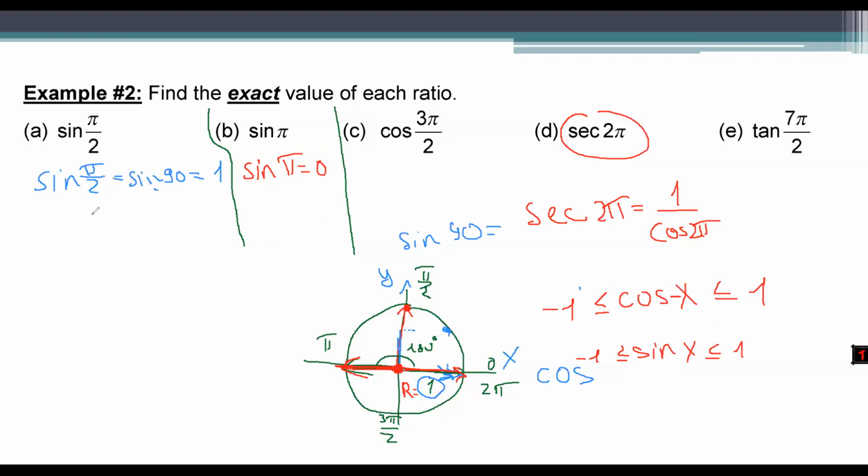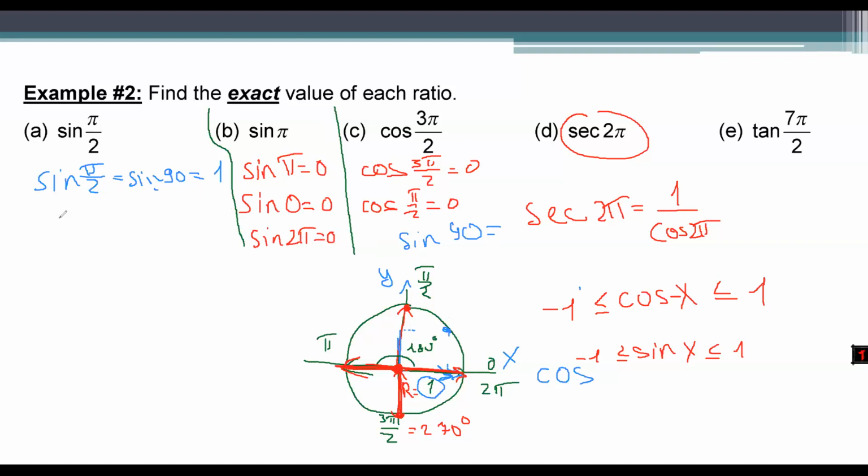Cosine of 3 pi over 2. 3 pi over 2 is 270 degrees, which is here. Cosine of 3 pi over 2 would be the projection of it onto the x-axis. We can see that clearly this line is vertical, so its projection on the horizontal axis would be equal to 0. So cosine of 3 pi over 2 equals 0. And I'll tell you even more. Cosine of pi over 2 equals 0. So 90 degrees and 270 degrees give 0 for cosine. For sine, sine of pi and sine of 0 equal 0, as well as sine of 2 pi, because 0 and 2 pi are basically the same point.